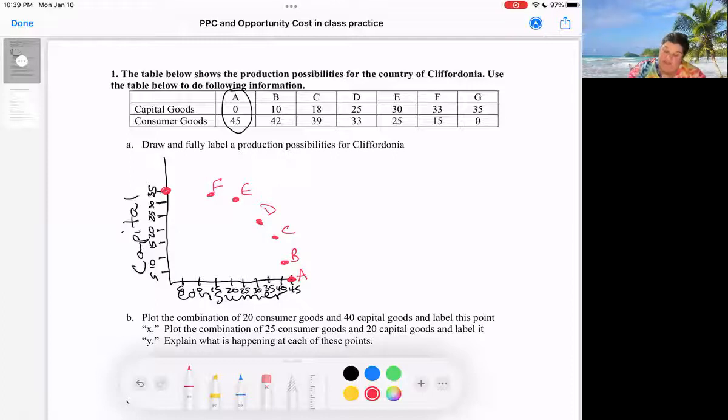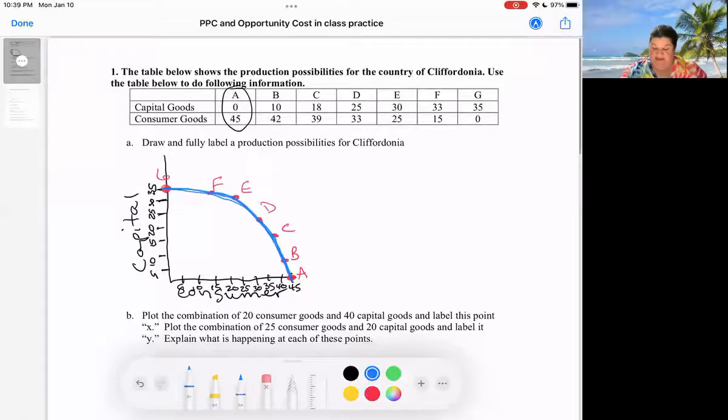Now I have all of my points, and I'm just going to connect the dots. Poor little E, I left him out. I don't want him to be lonely. We'll just make this a really fat curve, and that's okay. It doesn't have to be perfect, doesn't have to be beautiful. Okay, let's see what we've got next.